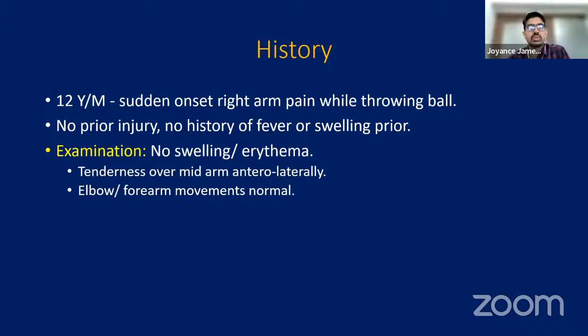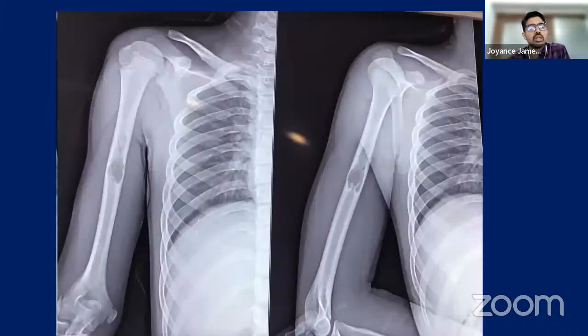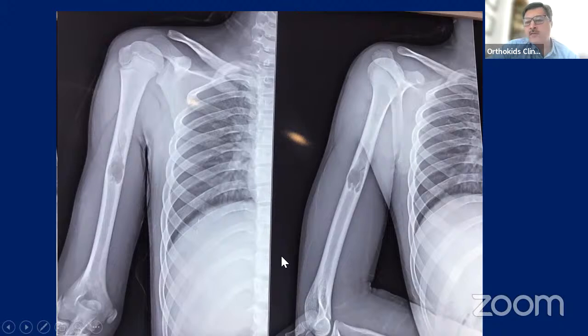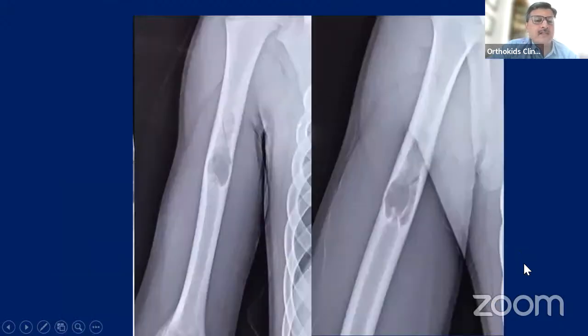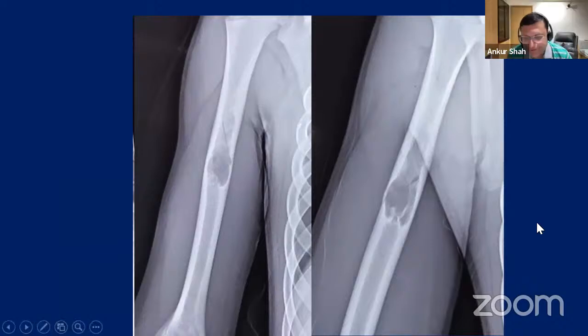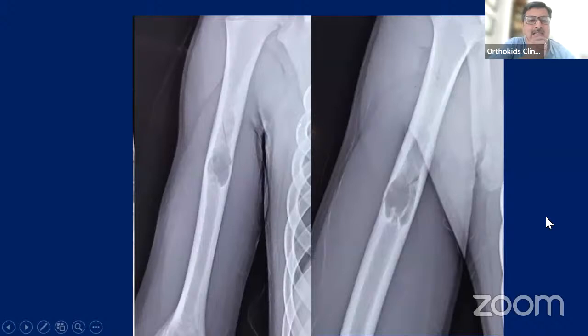On examination, there was no swelling or erythema in the arm or mid-arm. There was some tenderness in the mid-arm anterolaterally. Both the elbow and forearm and shoulder movements were normal. So we got an X-ray of the arm done, and these are his initial radiographs. Can you show these zoom-in views? Yeah, I'll take help of Ankur. Are you there with us? Yeah, please have a look and suggest what possibilities we should think of.